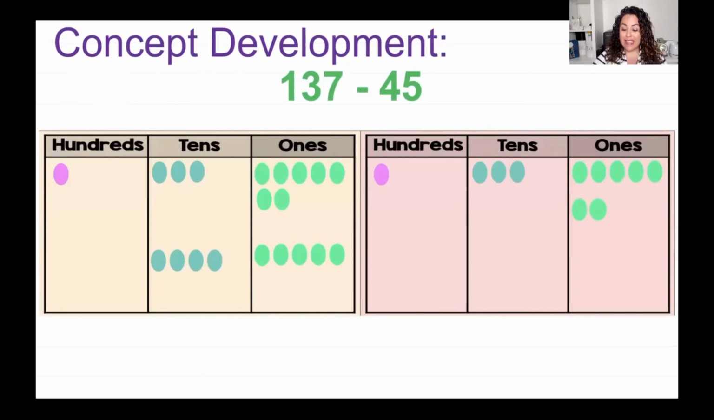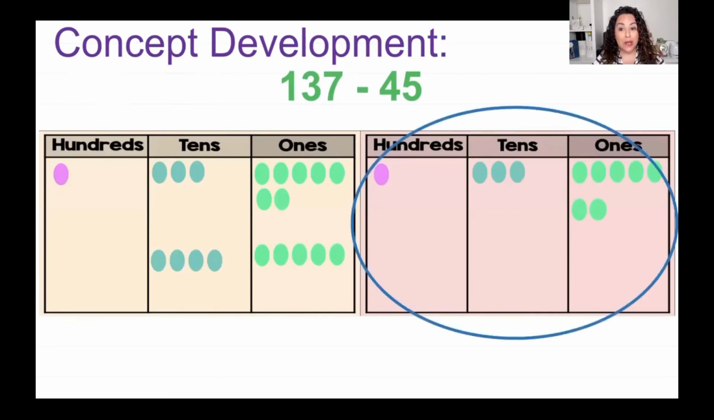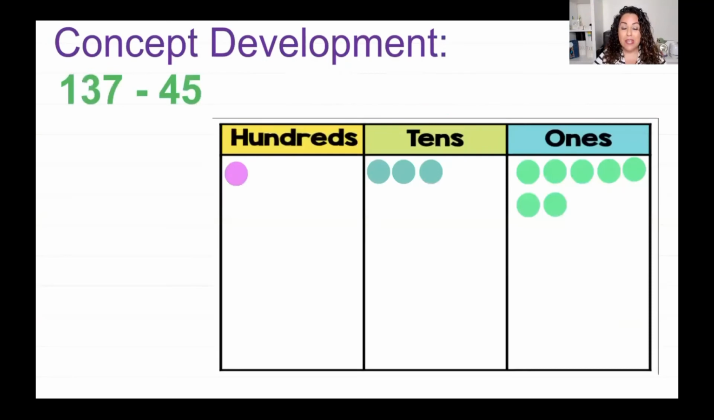All right, if you said it's the pink one, you are correct, because remember when we subtract, we start with the whole and we take away. The beige model shows 137 plus 45. Our sign shows us that we are subtracting. We are not adding today, so you would use the pink model. Okay, so let's go ahead and get started.